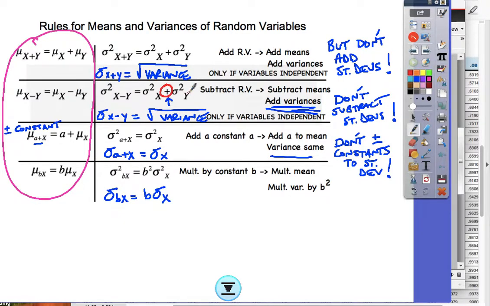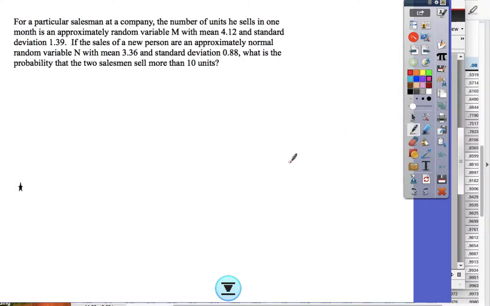We still add the variances, take the square root to get the standard deviation. Adding a constant or subtracting a constant does not change the variance or the standard deviation. And then if you are multiplying by a constant, you can multiply the standard deviation by that constant, or you can multiply the variance by the constant squared. So put all of those down on some sort of formula sheet. Here's an example of where you're going to use this concept. Okay, I think that this is highly likely to show up on the AP test.